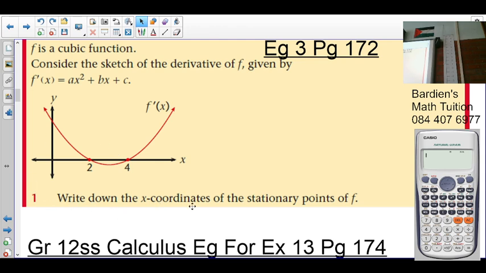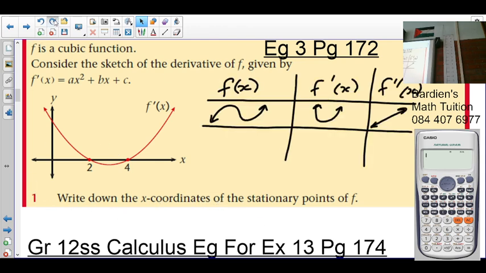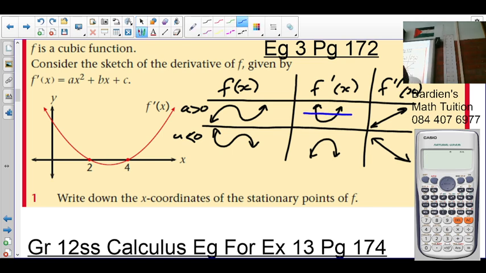So write down the x coordinates of the stationary points. The x values of the stationary points: if I draw an x-axis through here, the x-intercepts of this parabola will of course be the turning points of the original function.